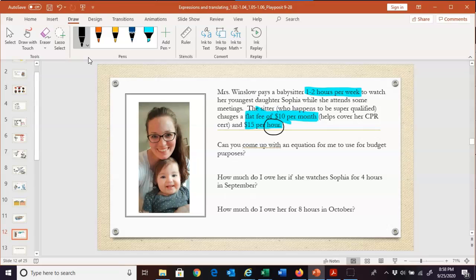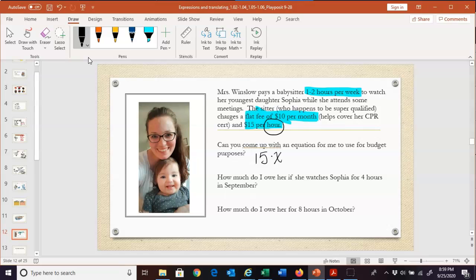This example says 1 to 2 hours, but even if maybe one week I wanted her for 3 hours or 4 hours, the hour is what's going to change. So we're going to put the 15 with the x because that's what's going to change. If she worked 1 hour, it would be $15, right? 15 times 1. If she worked 2 hours, it would be 15 times 2, $30. So that's where we're going to put our variable.